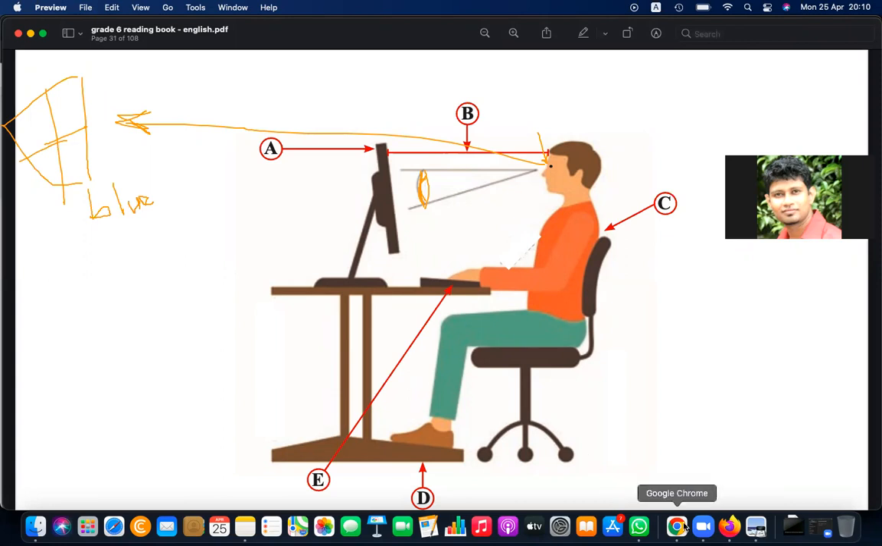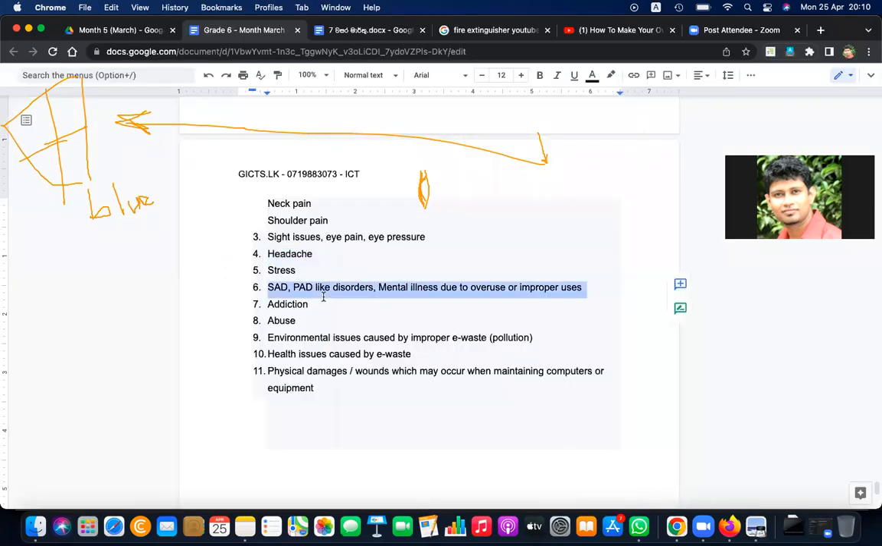And another thing is SAD and PAD-like disorders. SAD means SMS or short message addiction disorder. Actually, that is also an addiction. PAD means phone addiction disorder. So mobile phones. Basically, you can be addicted to mobile phones. Another thing is you can be addicted to messages.